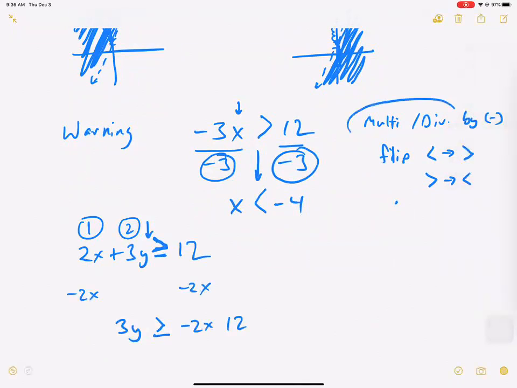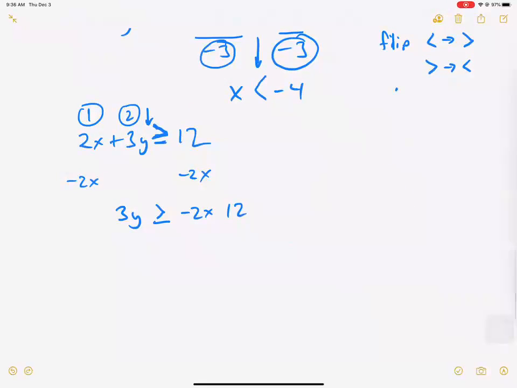Nope, because remember, this rule only works with multiplication and division. So I subtracted 2x from both sides, no problem. Next rule, we want to get rid of the 3, and we're going to divide both sides by 3. I'm dividing by a positive 3. Oh, that's a positive 12. So this was a positive 12 here. That's why it's a positive 12 here. Y is greater than or equal to negative 2 over 3x plus 12. Oh, sorry, plus 4, because 12 divided by 3 is 4.